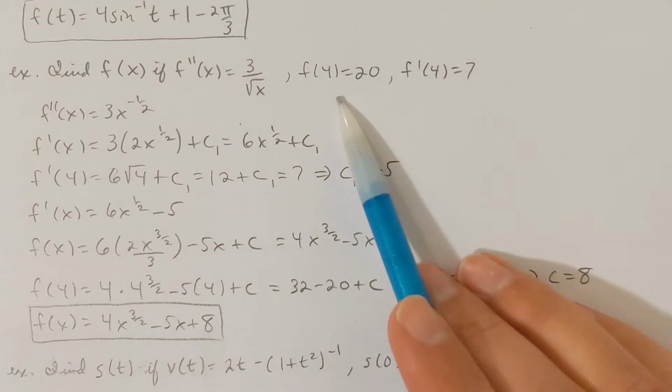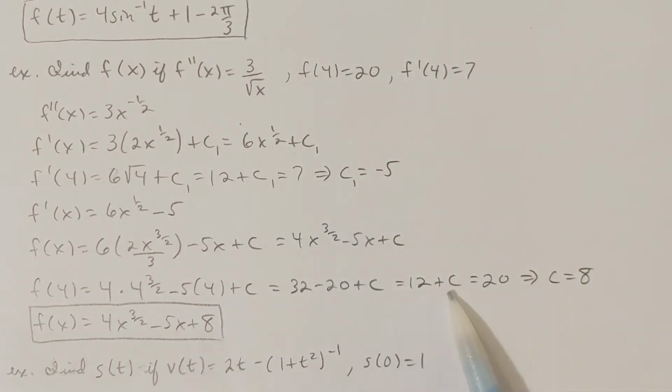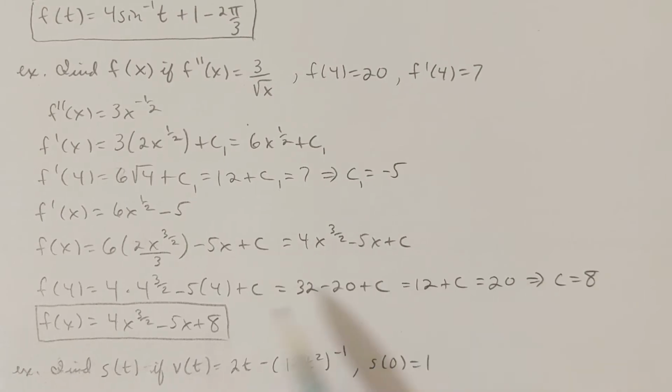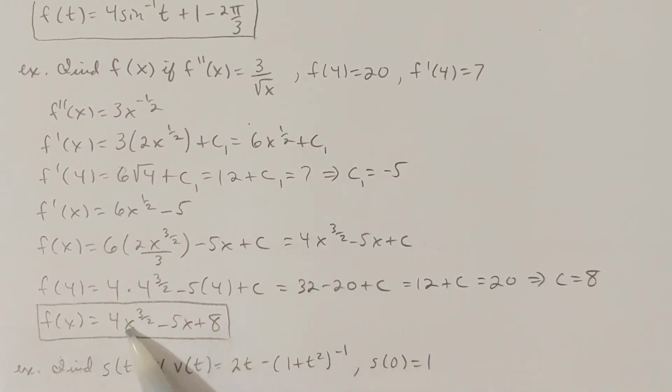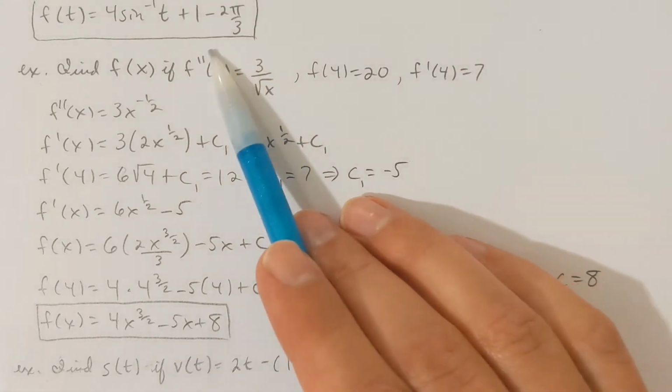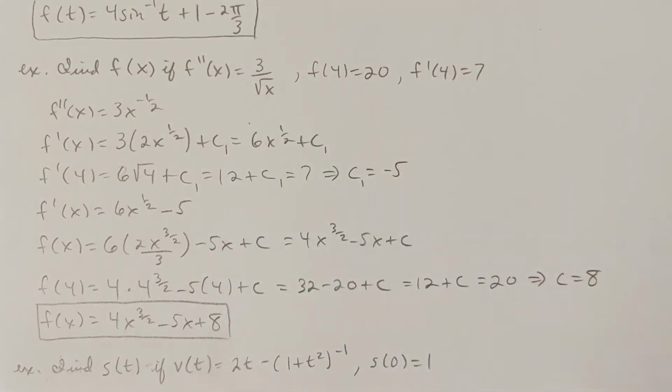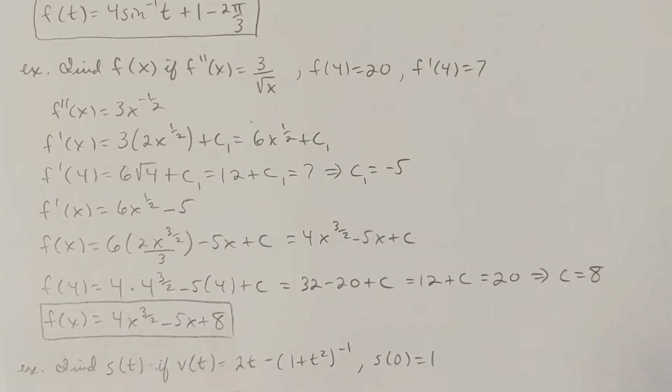Now f of 4 is 20, so if you have 12 plus a constant equal 20, that means that the constant would be 8. All right, f of x, my answer, would be 4 times x to the 3 halves minus 5x plus 8. If I were to calculate f double prime of x, I should get this right here. And of course, I could check that. The nice thing about antiderivatives is that you will always know if you have the right answer. Take a derivative and see if you get back to what you started off with there.